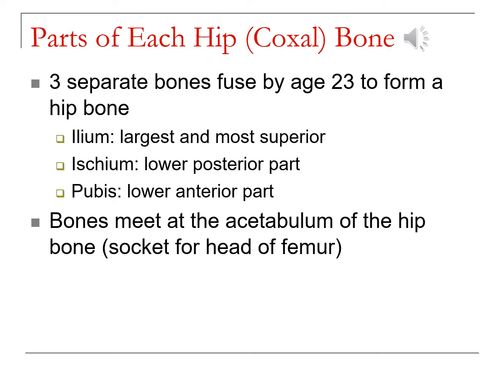The ilium is the largest and most superior, your ischium is the lower posterior part, and your pubis is the lower anterior part. The bones meet at the acetabulum of the hip bone, the socket for the head of the femur.